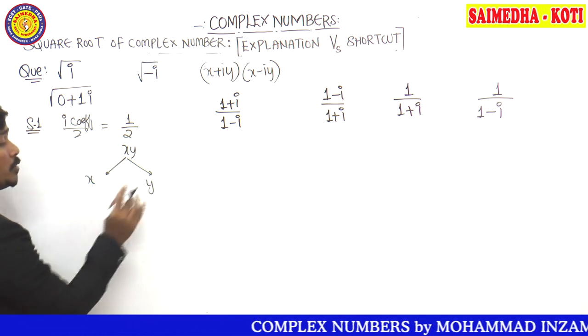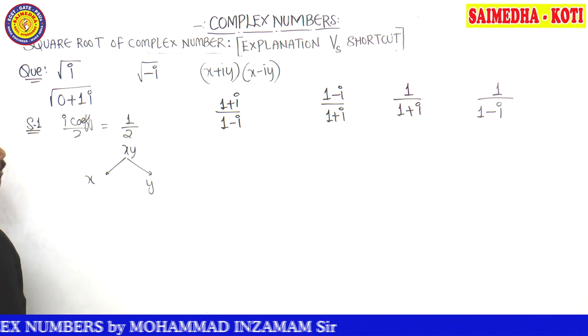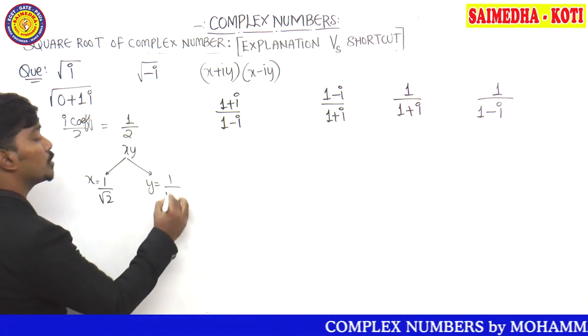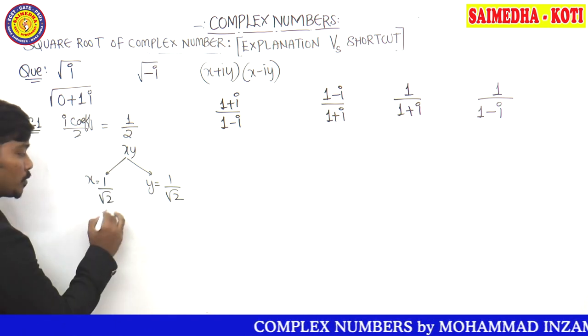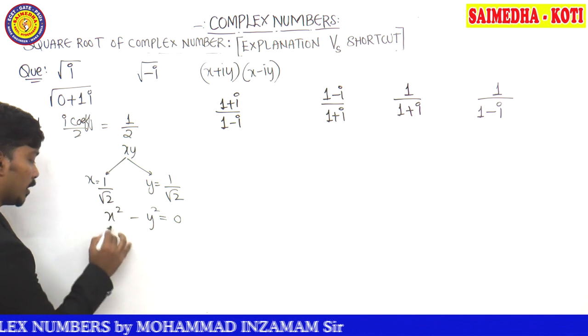X and y values whose square and difference is going to become the real part. And what is the real part? 0. So shall I write here x value equals to 1 by root 2, y value is equals to 1 by root 2, and let's say x square minus y square is equals to real part. What is the real part here? 0. So let's verify it.